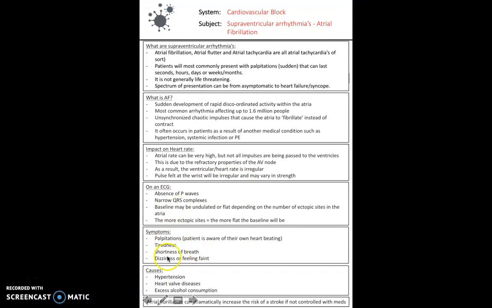With regards to symptoms in atrial fibrillation, the patient will experience palpitations. In other words, the patient is aware of their own heart beating. Also, they may experience tiredness, shortness of breath, and dizziness. As we've said as well, atrial fibrillation normally is secondary to something else, so hypertension, heart valve diseases, and excessive alcohol consumption can all contribute to the development of atrial fibrillation.